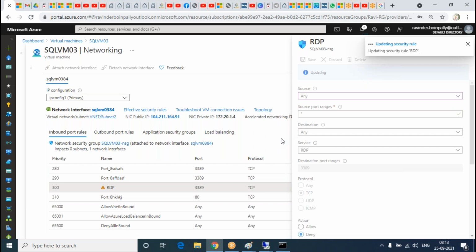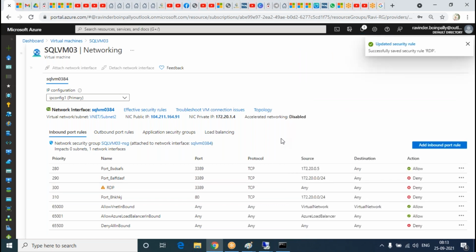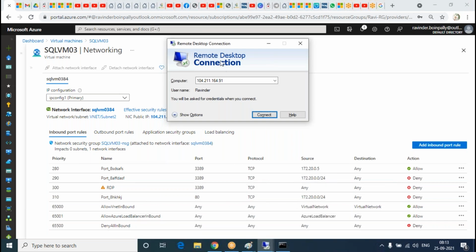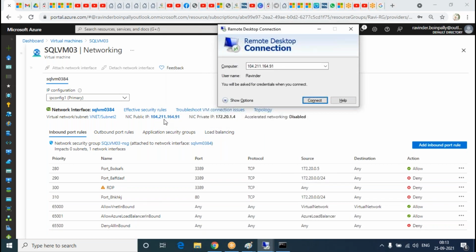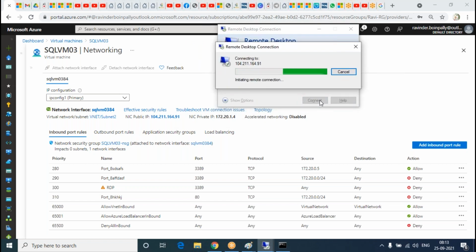Any. Anyone can be denied. Only these two networks are whitelisted. Everything is denied on the RDP. No other network can communicate. Now if I am trying to talk to VM03, the same IP, you see this one, 104.211.164.91, if I'm trying to hit it, it should not work anymore. Not only me, no one except these two networks can communicate.